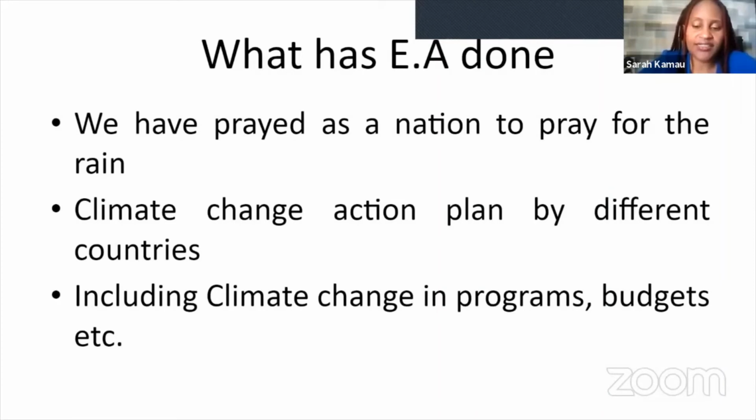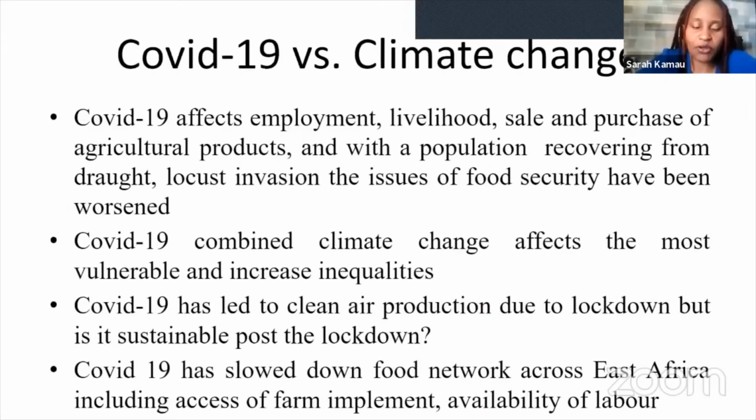How has the COVID situation, or coronavirus as many people call it, affected food security? It has affected livelihoods, employment, and even the food value chain, in terms of accessing inputs and accessing food from the farmer to the end user. The whole value chain between the farmer and the distributors has been affected by climate change and is being compounded by the COVID situation.